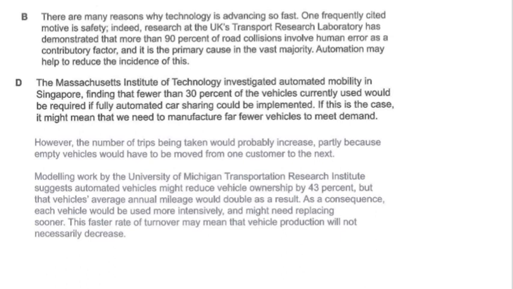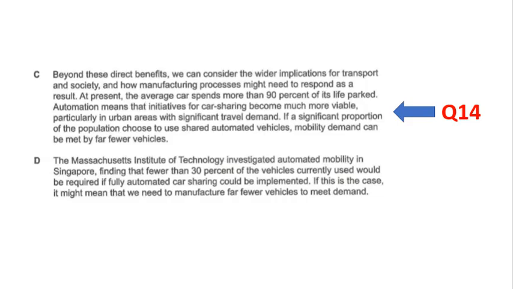I'm just going to take you back to paragraph C, because we have seen that the answer lies in that paragraph. I do want to take you back. We can consider wider implications for transport and society, and how manufacturing processes might help to respond as a result. At present, the average car spends more than 90% of its life parked. Automation means that initiatives for car sharing become more viable. Here, viable means workable, particularly in urban areas.